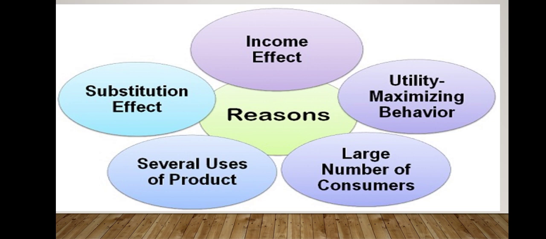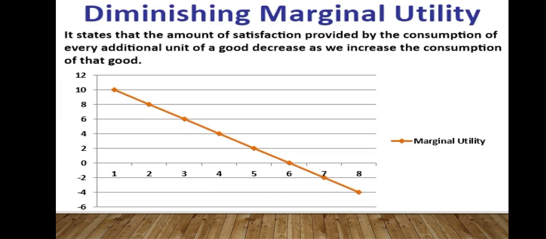So the reasons for the downward slope of the demand curve are income effect, substitution effect, several uses of the product, large number of consumers, and the most important one is diminishing marginal utility, which is also called DMU.